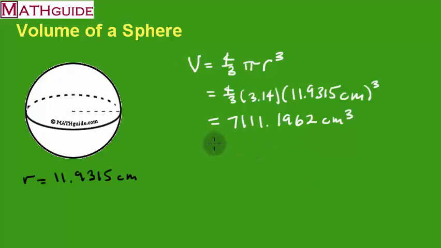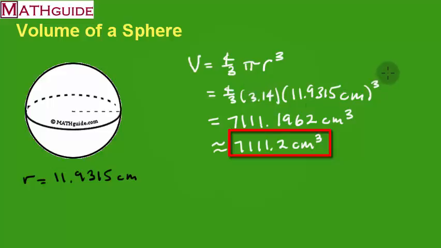And there you have it. Now you might want to round this, because this was an approximation for pi anyway. So if we were to round this to the nearest tenth, we would say that that's probably a decent approximation from this value of pi we're using. Alright, so there's our volume.